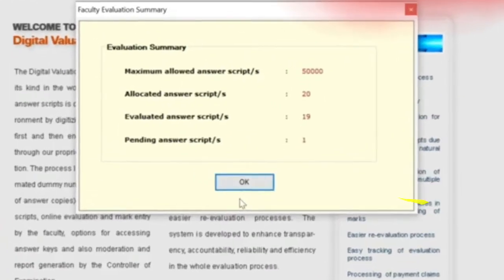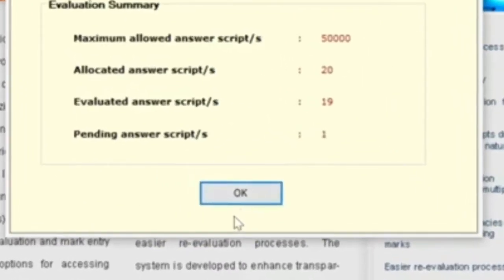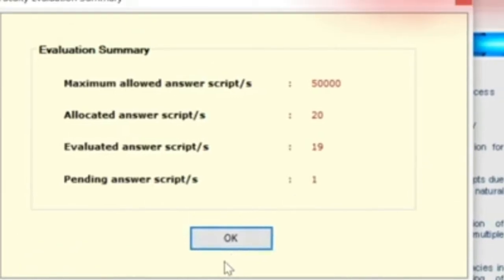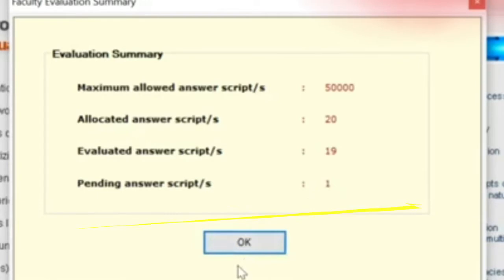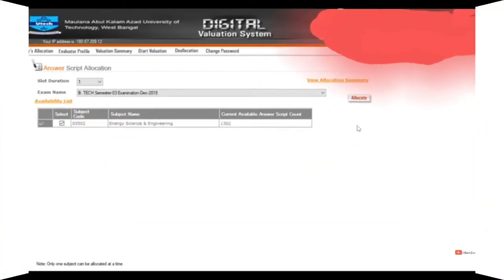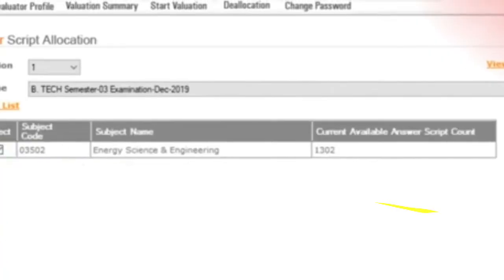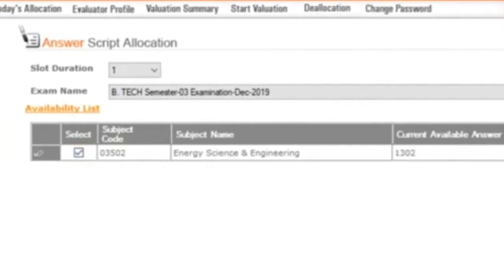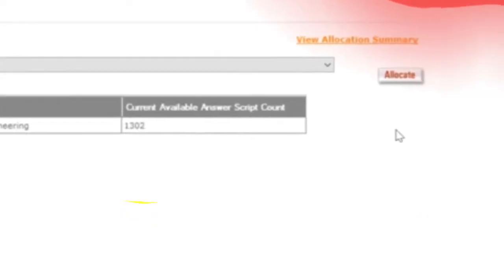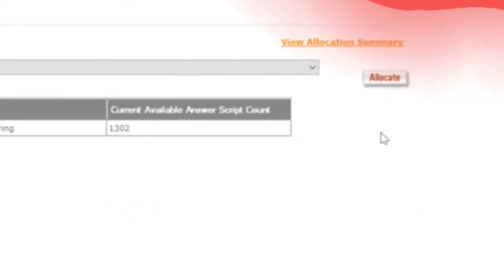So what is happening over here, I can show you. This is the maximum allotted: 50,000 allocated answer scripts, 20 evaluated answer scripts 19, and pending answer script 1. Now this system has only one way: it selects at least 5 papers, and these 5 papers they will allocate. Let me show you in the next part. If you select this, you will get only 5 papers to evaluate.